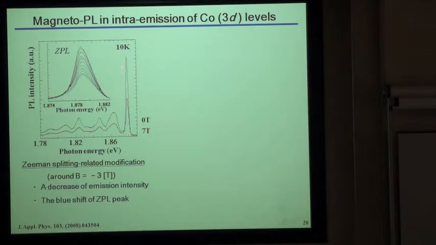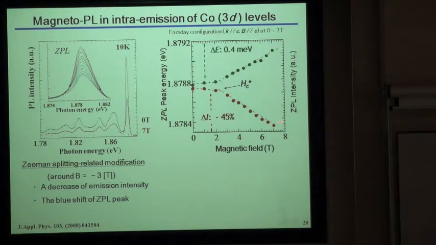At the peak position and intensity shown here, the intensity decreases with increasing magnetic field, and also the position shifts to the blue region with increasing magnetic field. Here I put the magnetic field dependence of the zero-phonon line peak, intensity and position. Up to around 3 Tesla is the threshold magnetic field. It shows almost constant character, but above the threshold magnetic field, the intensity drops rapidly, and also the peak position shifts towards the blue region.